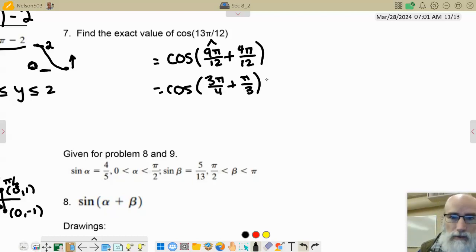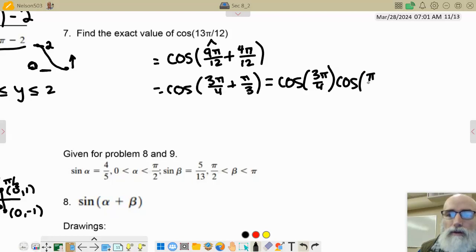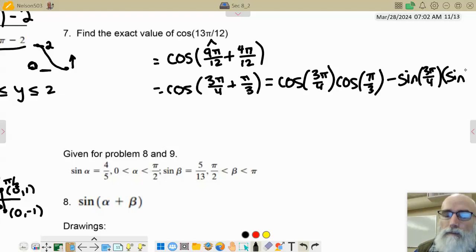And excuse me, that formula is cosine of 3 pi fourths times the cosine of pi thirds. And then we subtract the cosine. Oh, no, it's not the cosine. Let me start over here. Sine of 3 pi fourths times the sine of pi thirds.